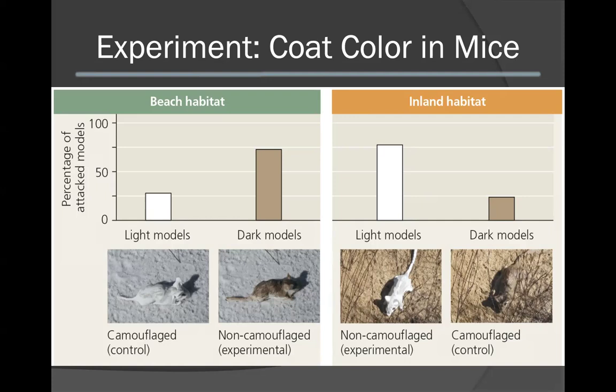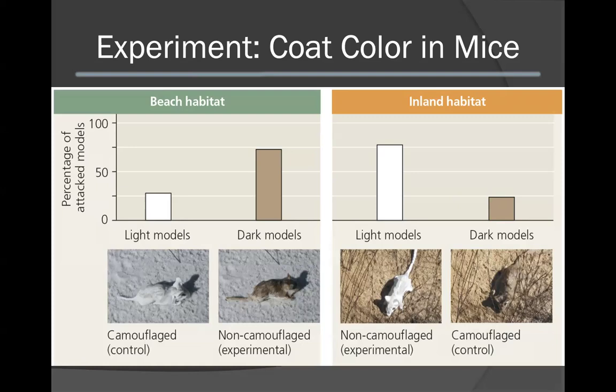And if you take a look at their performance, so the percentage of attacked models, you can see that there was a much higher attack rate in the dark colored mice. So in this experiment, coat color would be considered the independent variable, whereas the attack rate would be considered the dependent variable. The control here would be the white mouse, and the treatment would be the dark mouse.